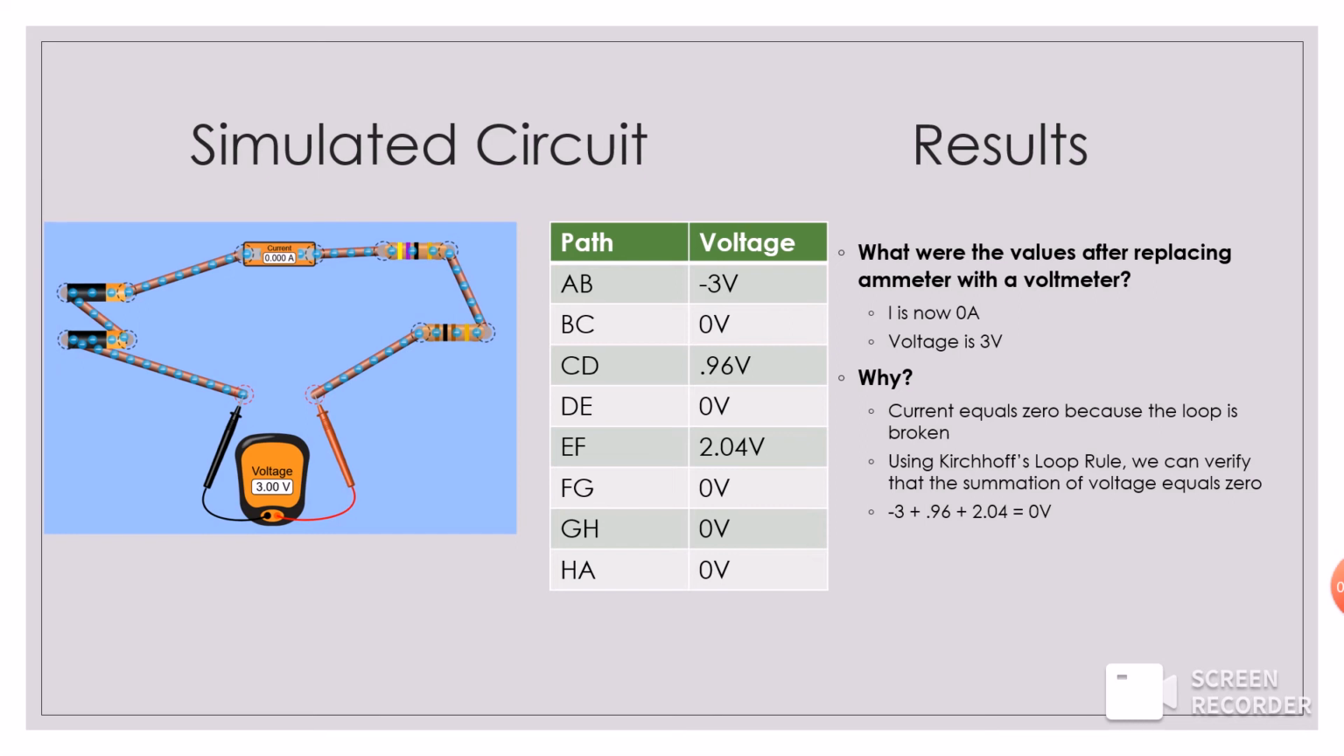Now, why? This is because the current equals 0 because the loop is broken. Using Kirchhoff's loop rule, we can verify the summation of the voltage does equal 0 by summing the right values on the right side of the table. Total, they equal 0.